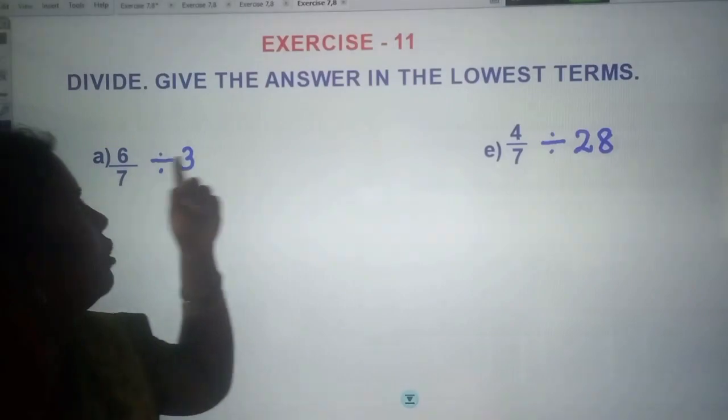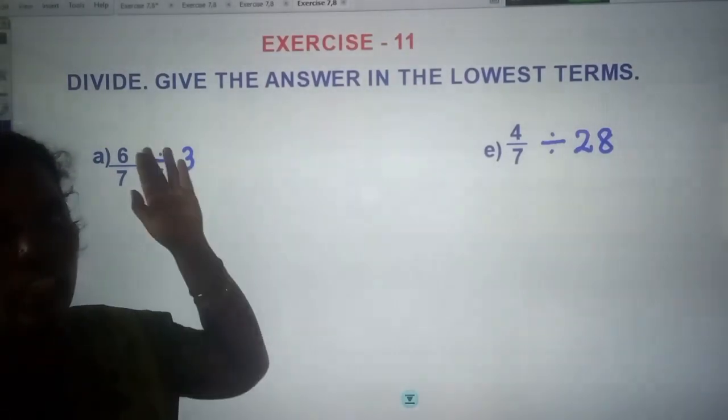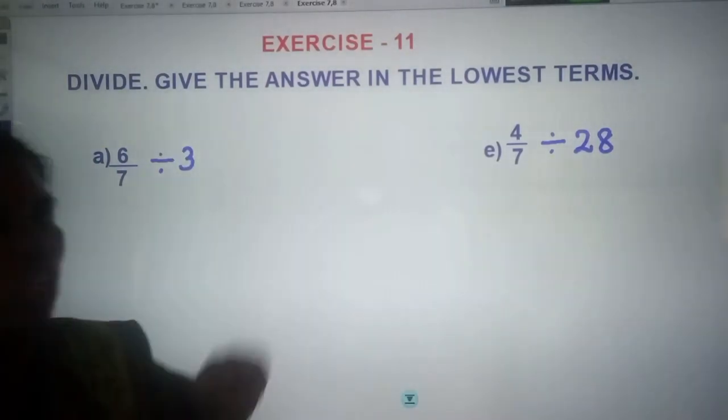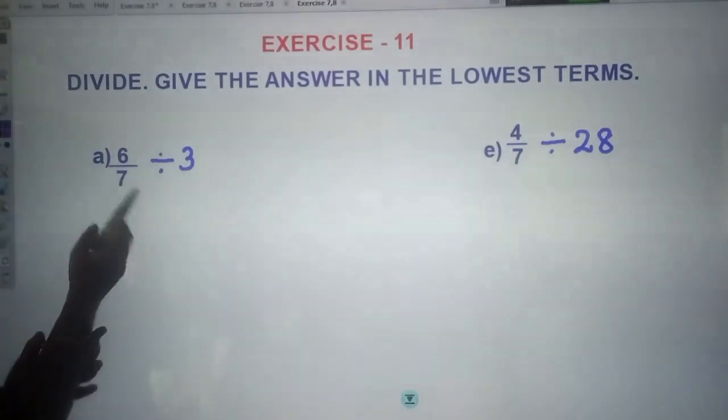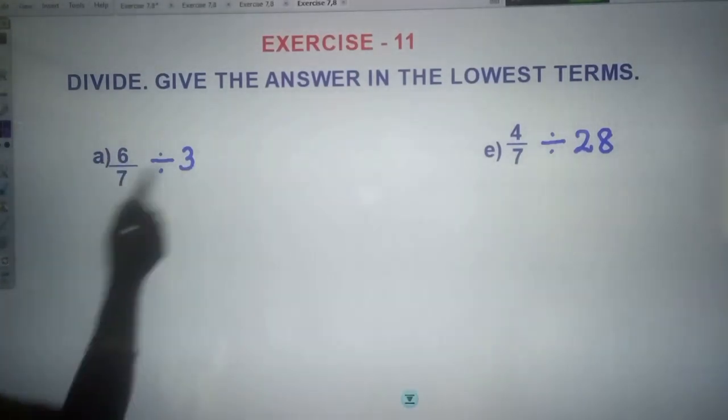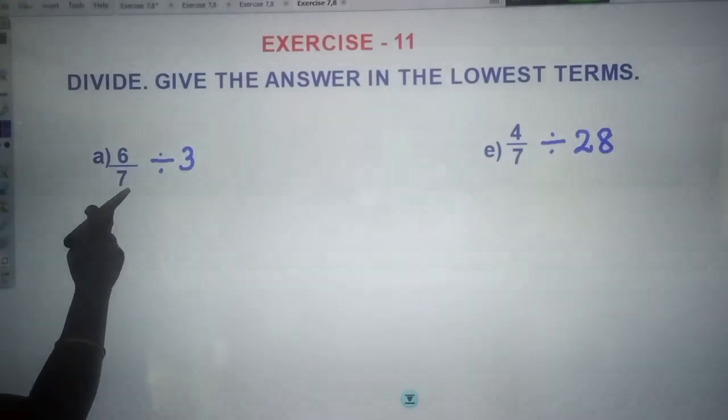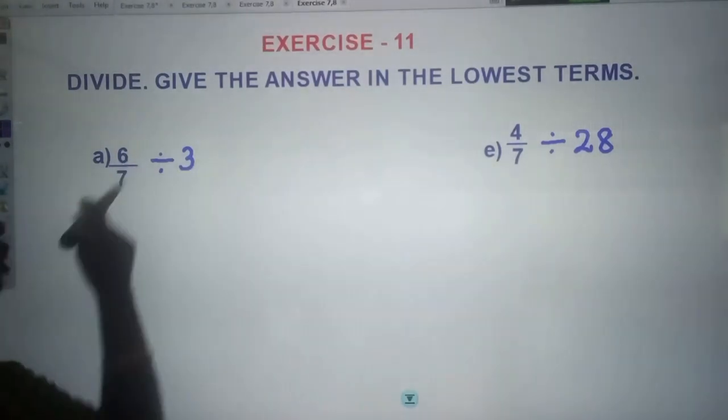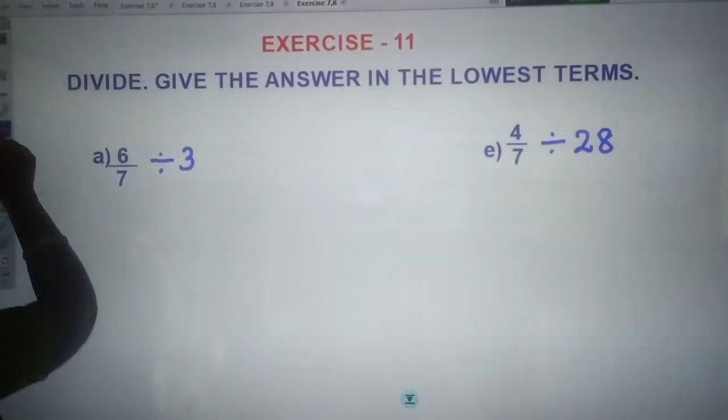Now, we are going to see about division of fraction. In exercise 11, we are going to see the division. Some children divide, give the answer in the lowest terms. See, the first sum is given as 6/7 divided by 3. This is a fraction 6/7 that we are going to divide by a whole number. How we are going to do this?